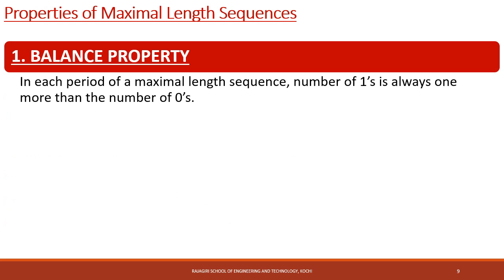Now let's see the properties of maximal length sequence. The first property is the balance property. It states that in each period of the maximal length sequence, the number of ones is always one more than the number of zeros. That is, the difference between the number of ones and zeros is always equal to 1.